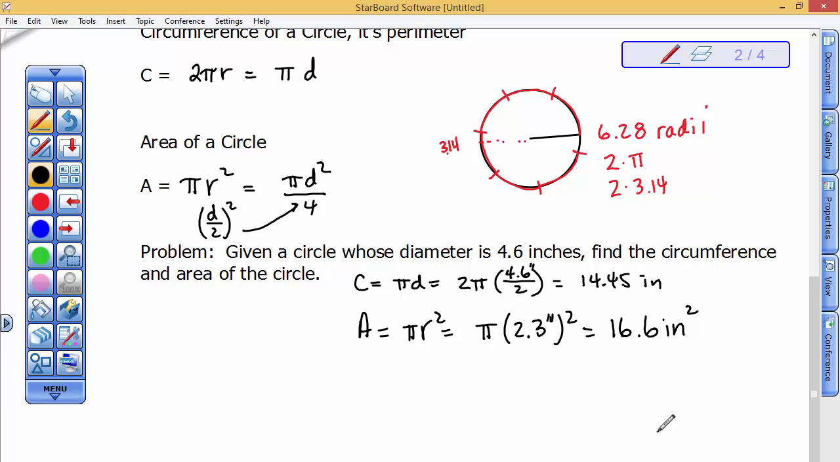In our next segment, we'll talk about arcs and central angles and inscribed angles and converting from radians to degrees and degrees to radians.